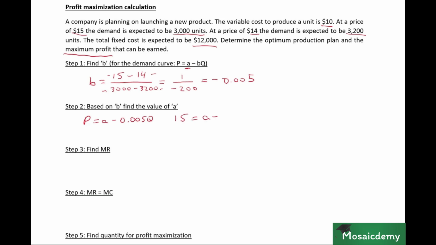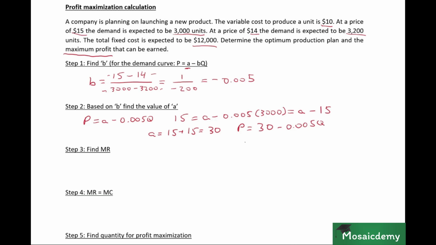So this becomes 15 is equal to A minus 0.005 into 3,000, right? So, which is equal to A minus 0.005 into 3,000, or 3,000 over 200 will give us 15. So if we take 15 to that side, we'll end up with A is equal to 15 plus 15, which gives us 30. So P is equal to 30 minus 0.005 Q. That's our demand curve, and those are our first two steps of this profit maximization calculation.